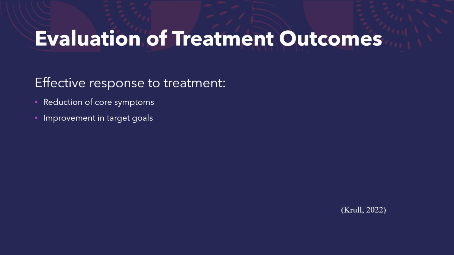Another effective response is improvement in target goals. This can be a reduction in missing assignments from 60% to 20% per week. This can be monitored through a daily, weekly report card or written report cards from the child's teacher. Although caregiver reports are helpful, they aren't a good substitute for teacher reports.